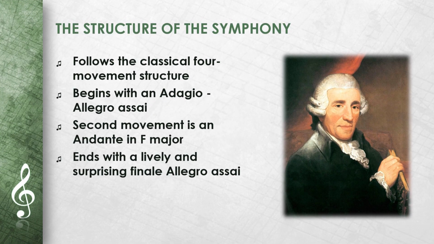Symphony No. 90 follows the classical 4-movement structure. The first movement is an adagio allegro assai in sonata form, beginning with a slow introduction. The second movement is an andante in F major. The third movement is a minuet with trio. The fourth movement, a finale allegro assai, brings the work to a lively and surprising conclusion. Each movement has its own character, but together they form a coherent musical whole.